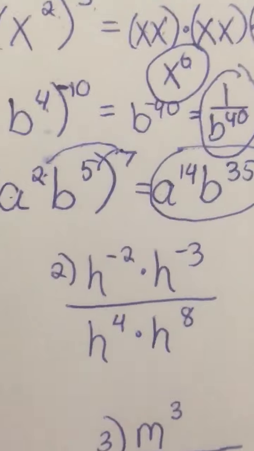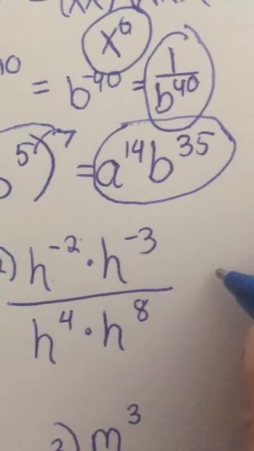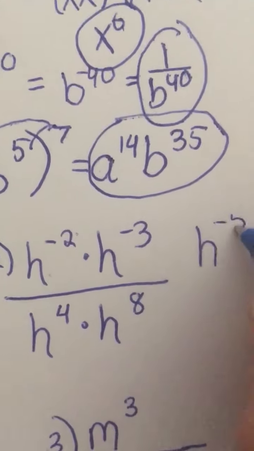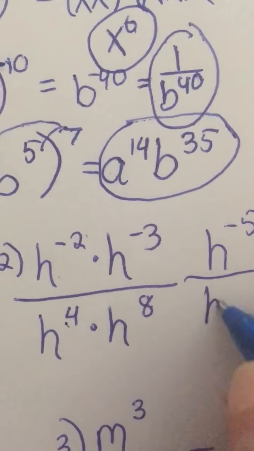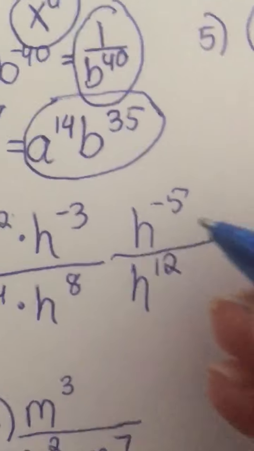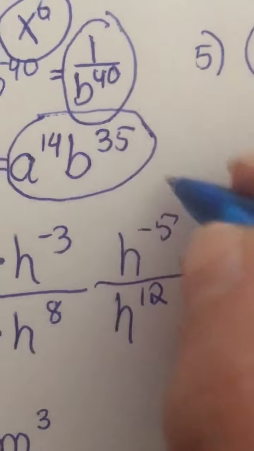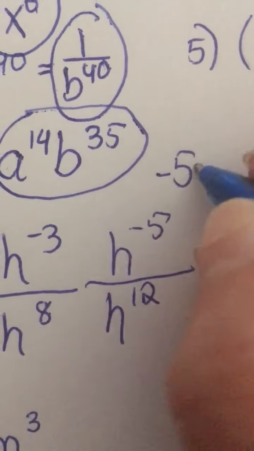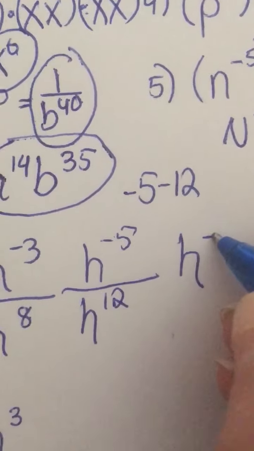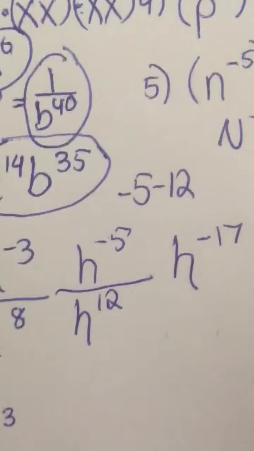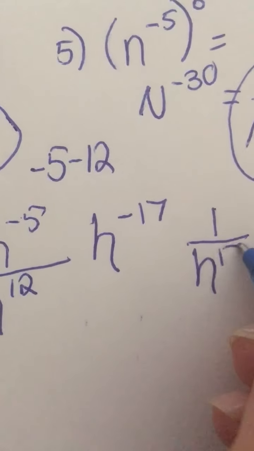Okay, our next one, let's simplify top and bottom first. So h to the negative 2 plus negative 3 would be negative 5 in the top over 4 plus 8 would be 12 in the bottom. Then we want the variable only once for all of these problems. And for this problem, we have to do negative 5 minus 12 because it's division. And that would give us negative 17. And again, when the exponent's negative, you can make it positive by just putting it under 1.